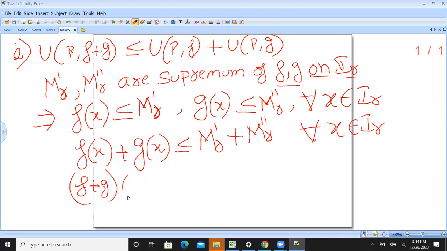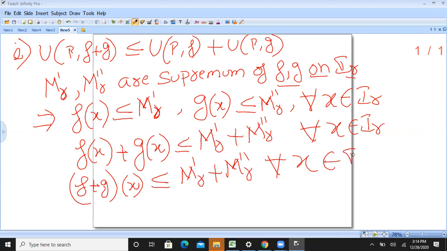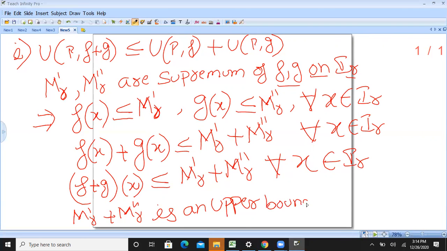f plus g into x is less than or equal to capital MR dash plus capital MR double dash for all x belongs to IR. So this capital MR dash plus MR double dash is an upper bound of f plus g on IR line.